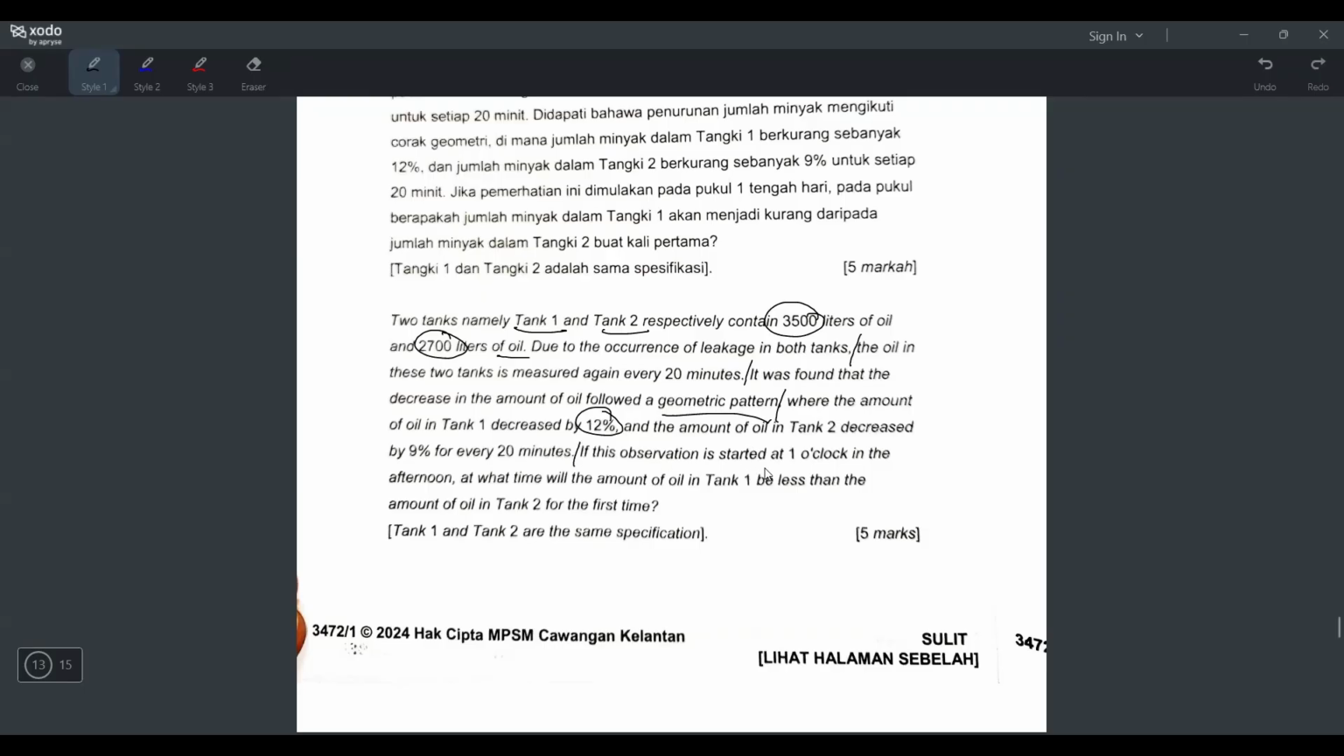If this observation is started at 1 o'clock in the afternoon, at what time will the amount of oil in tank 1 be less than the amount of oil in tank 2 for the first time?